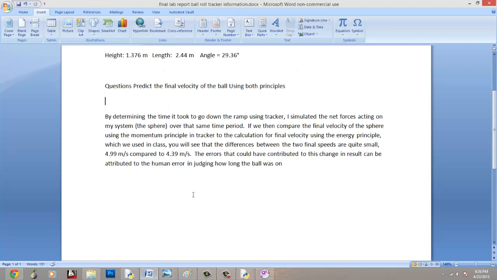When I did this, I ended up with a final velocity of 4.39 meters per second. As you can see, these are pretty close. So obviously there is a correlation between the energy principle and the momentum principle. With the energy principle I end up with a final velocity of 4.99, so where do my errors come from?